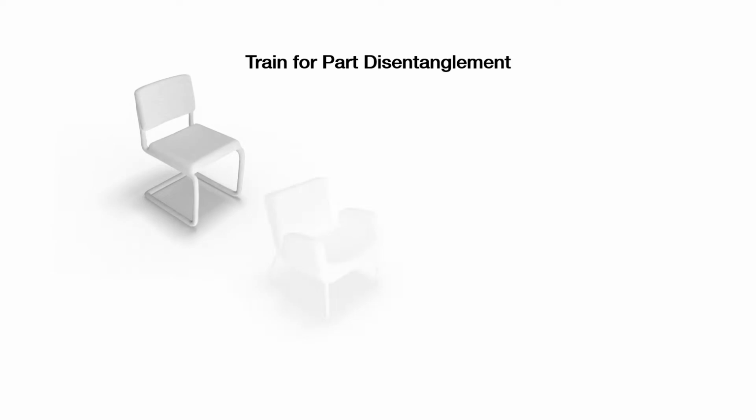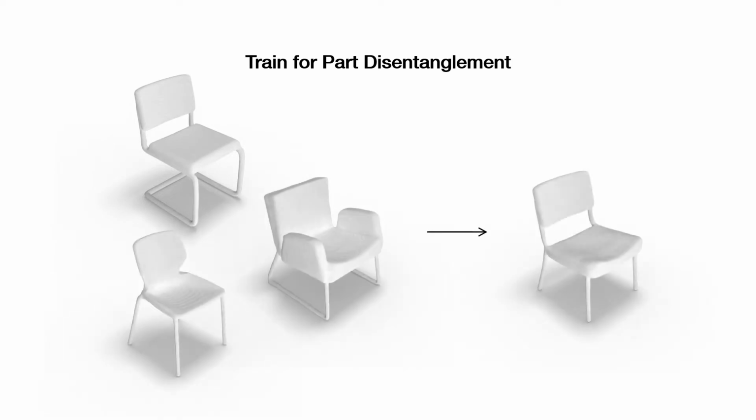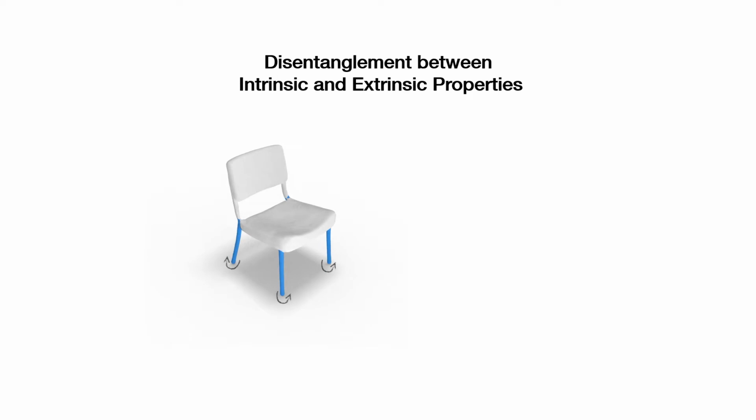For mixing between shapes, we want to have a disentangled part embedding space, such that each part vector has limited influence on the generated shape. To allow local transformations, each part embedding should hold a separate representation for intrinsic and extrinsic properties.